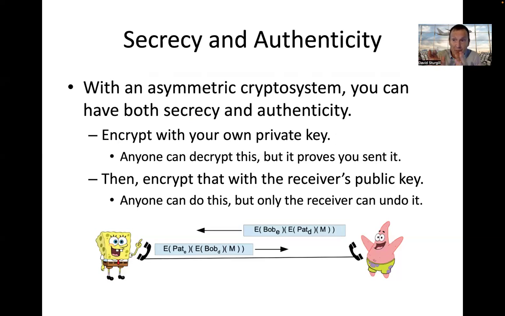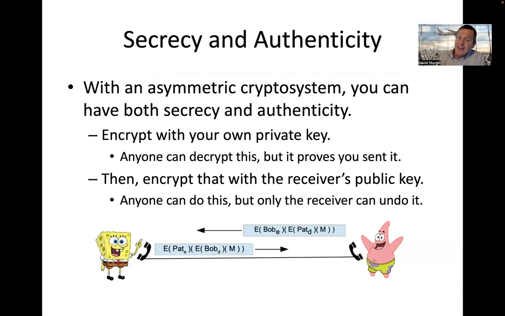If Bob's doing a good job keeping his private key private, that's a message, this first part, taking a message, encrypting it with Bob's private key. Anyone can decrypt that, but Bob is the only one who should be able to encrypt a message like that. But anyone could read that message.